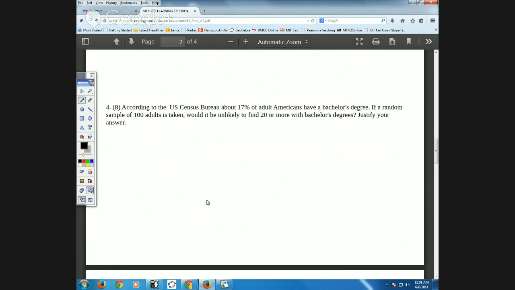It's not high. Okay, anyway, we have a sample of 100. Is finding 20 or more with a bachelor's degree unlikely? I used the word unlikely there. What word do we usually use? Unusual, right? Okay, so we have to think about unlikely versus unusual. How do we determine if something is unusual? If what is less than or 5%? So first of all, is 20 below or above 17%? 20 out of 100 is 20%, it's above.